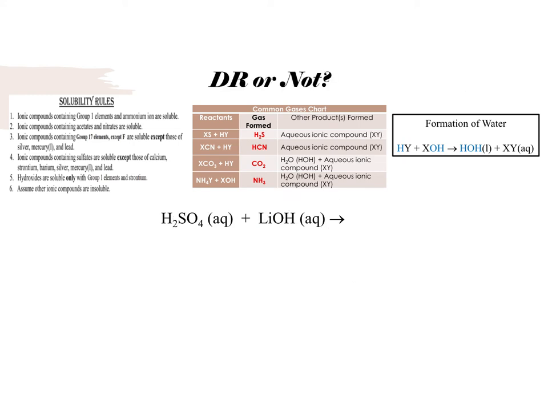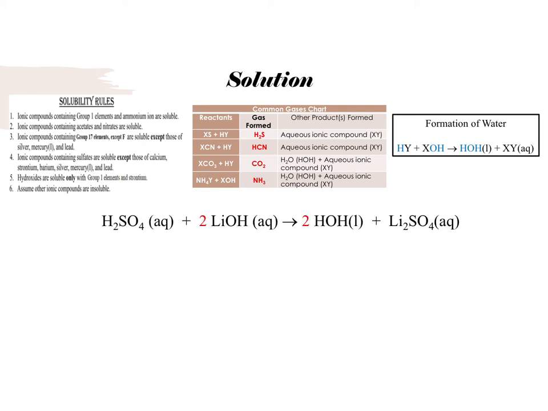Try this one. Pause the lecture, come up with your products, look at all the different charts and things, and decide if it actually occurs. This is what I got. Notice I am using the HOH, but you could list this as H2O. Either one is acceptable. I like the HOH because it makes it very obvious from my double replacement, the AB plus CD gives AD plus CB. Water is formed, the reaction definitely occurs.